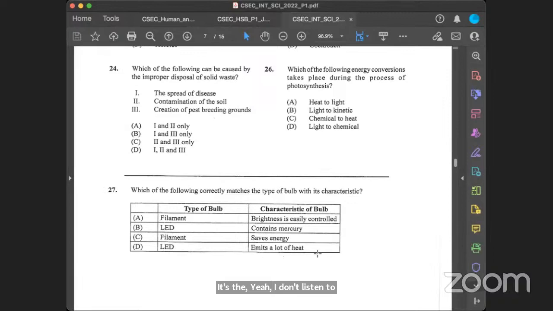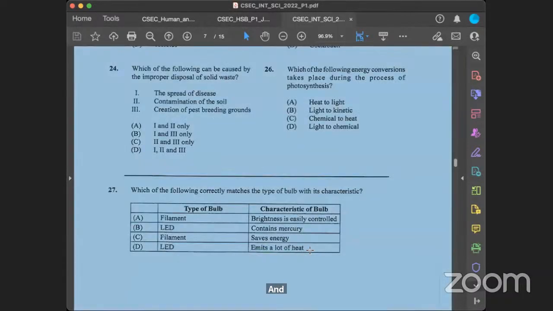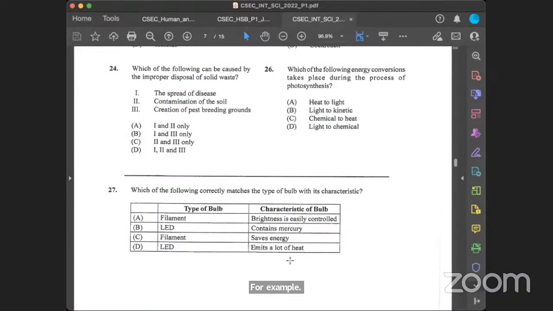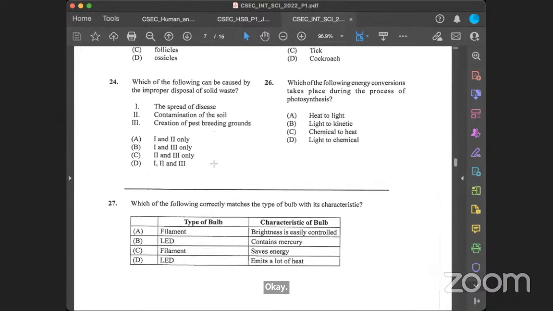Does the LED emit a lot of heat? No. What does that? Incandescent, exactly. So D is out. B is out as well. Fluorescent does that. So it's either A or C. I would say the LED controls the brightness and saves energy, so the answer there is C.